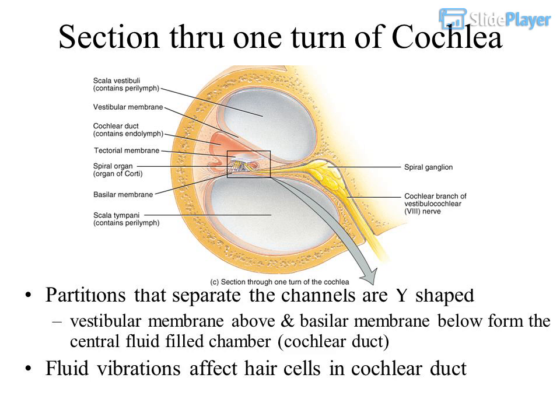Section through one turn of the cochlea. The partitions that separate the channels are Y-shaped. The vestibular membrane above and the basilar membrane below form the central fluid-filled chamber, the cochlear duct. Fluid vibrations affect hair cells in the cochlear duct.